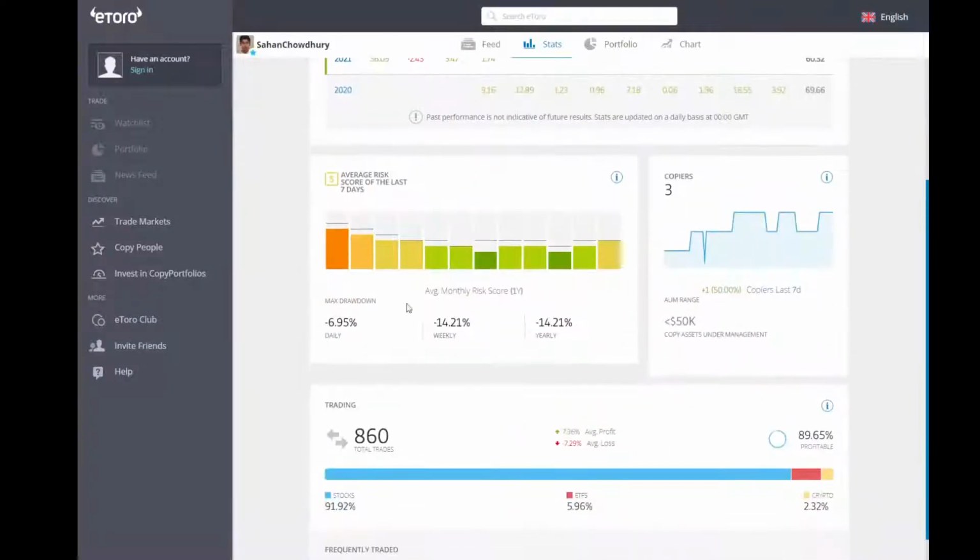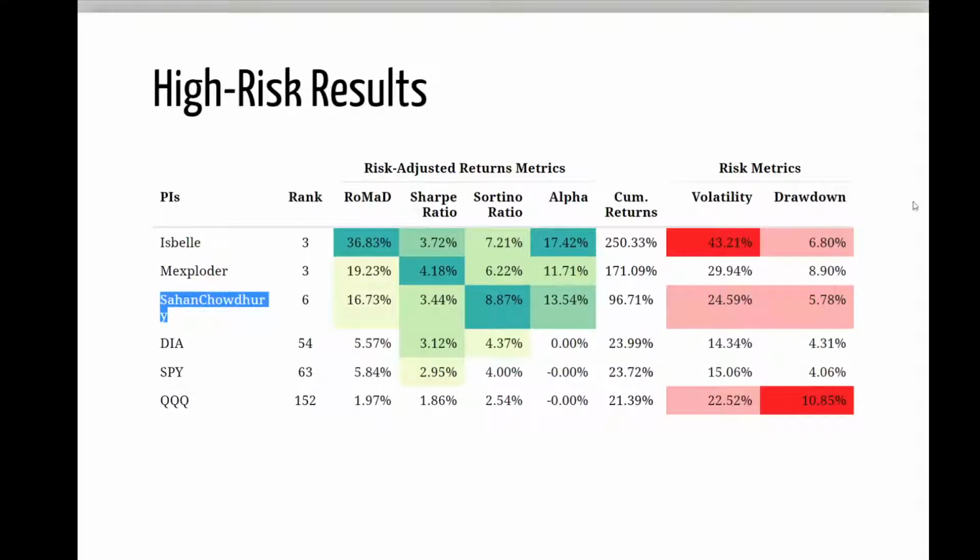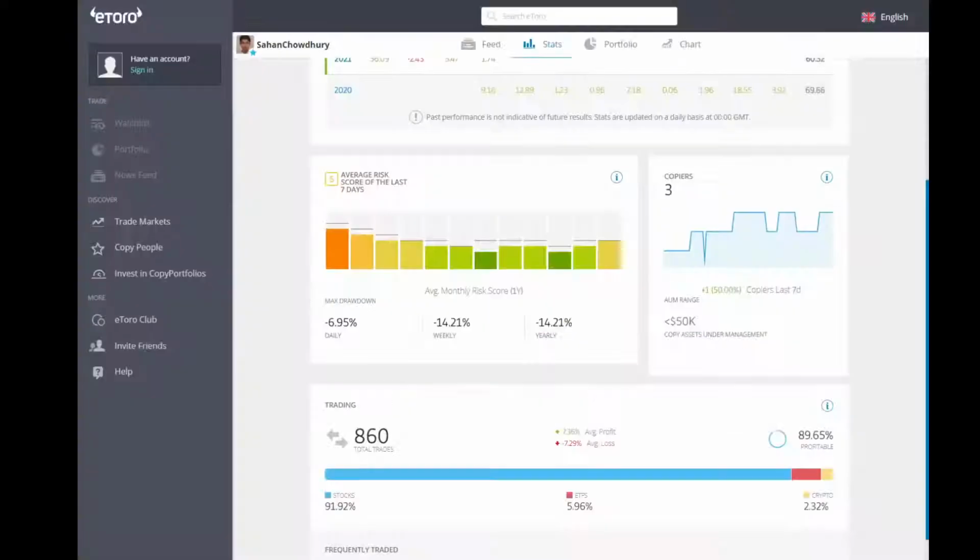So his risk score has also come down and is within acceptable limits. His drawdowns are not too bad. If we look at his max drawdown over the last 6 months, what is it? It's around 6%. So again, not too bad.